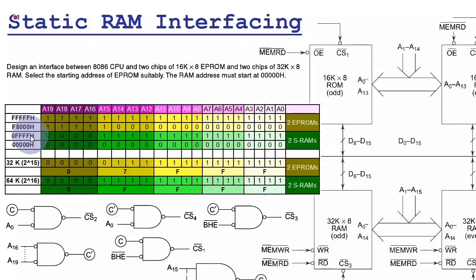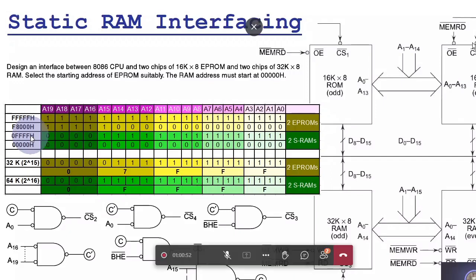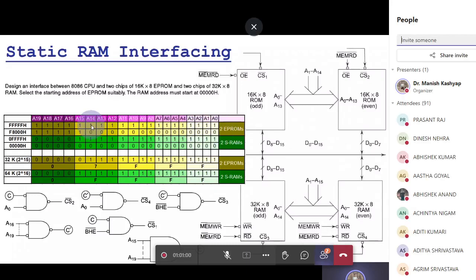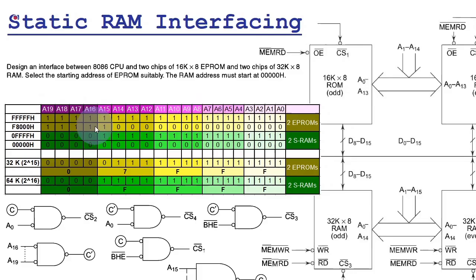In ROM, how many address lines were to be used? 2 raised to the power of 15 total locations were there, so only 15 address lines were to be used. That means A0 to A14 were busy in address generation logic, right? And the rest of the bits, if you see, they were all ones.